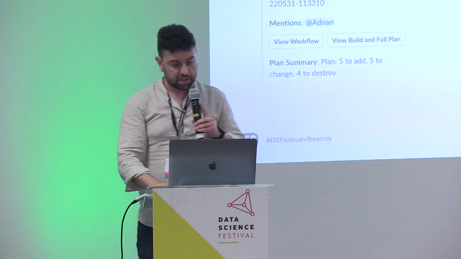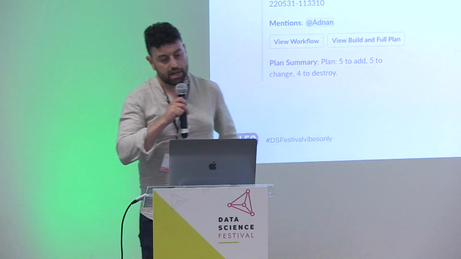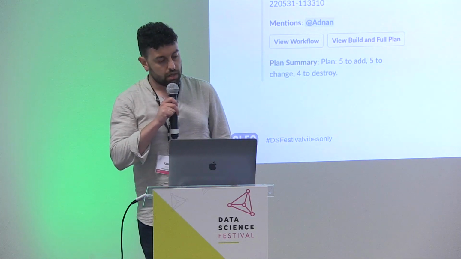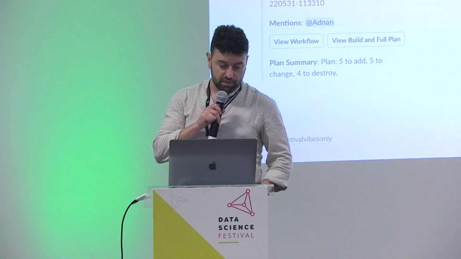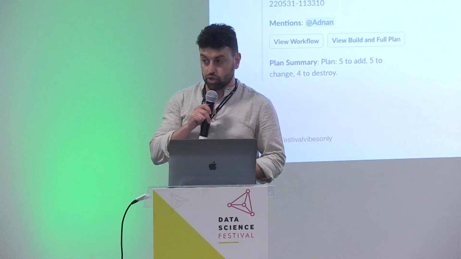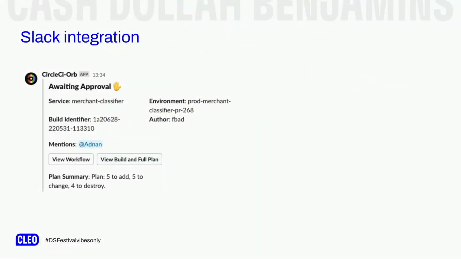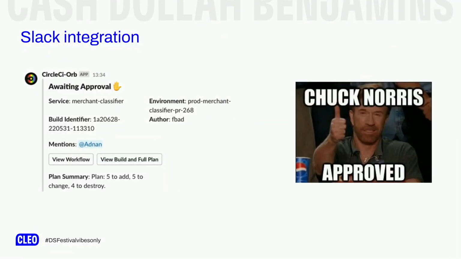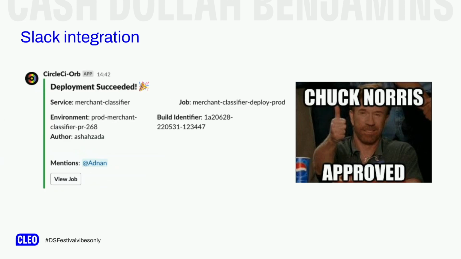Everything is integrated with Slack, so every time you are trying to deploy a new service or a new version of the service, you will receive a message in a channel saying awaiting for approval. You can approve, and hopefully you will receive this deployment succeeded message.